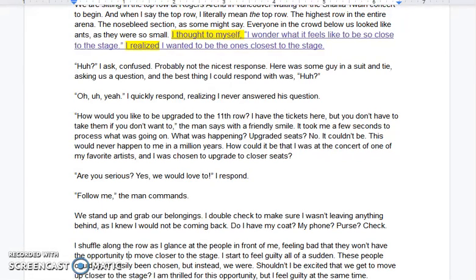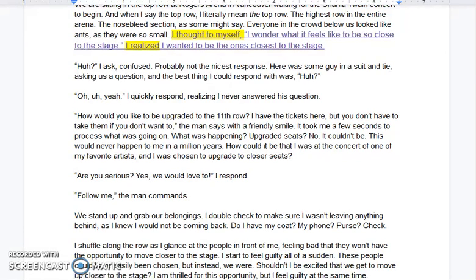So you have to make your story interesting. You don't want to be a boring story writer. First of all, how sad, you guys aren't that way anyway, but I'm just saying, make it interesting, make it funny, make it suspenseful. Add that dialogue in there. "Are you serious? Yes, we would love to." I respond. "Follow me," the man commands.